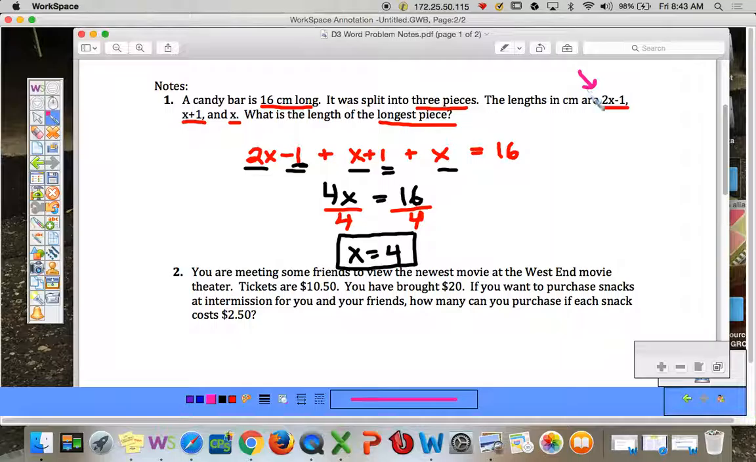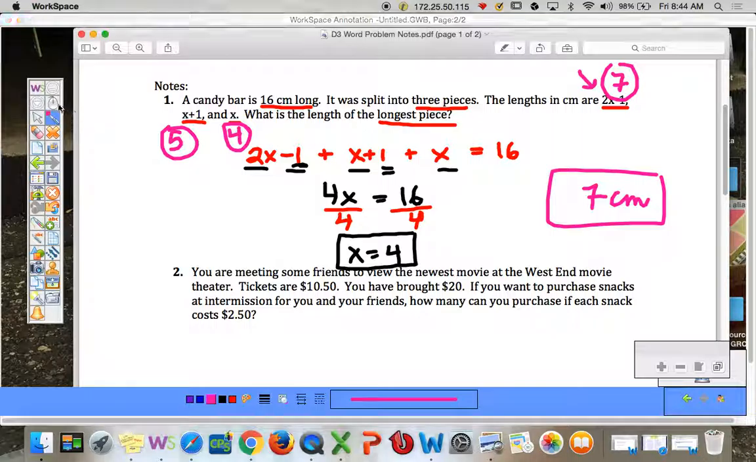So here's the first guy. We have 2 times 4, which is 8, minus 1, which is 7. So one piece is 7. We have 4 plus 1, which is 5. And we have just x, which is 4. So the longest piece would be 7 centimeters. Let's try the next question.